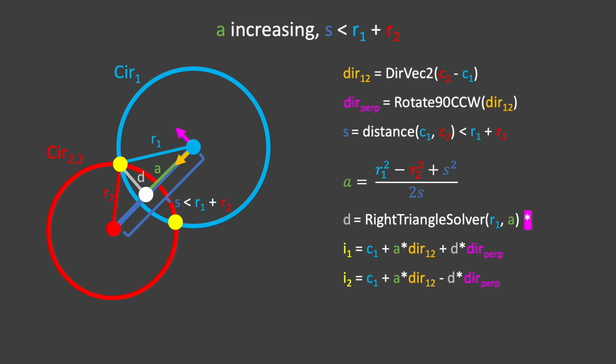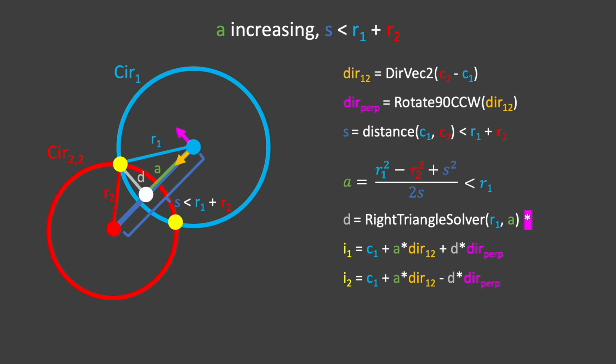So what we can do now is to substitute in the inequality S is less than R1 plus R2 into our expression for A. That's what we get, this inequality. And if you simplify it, which I highly recommend that you pause the video and do, you'll get A is less than R1. And what that means is that you'll see that the next line, D is equal to right triangle solver of R1 and A, is starred.